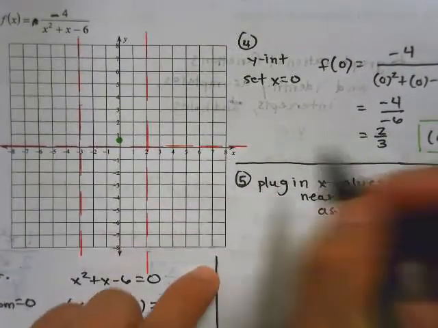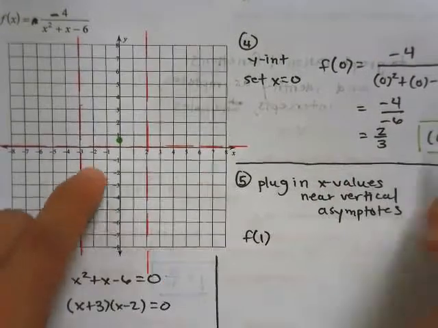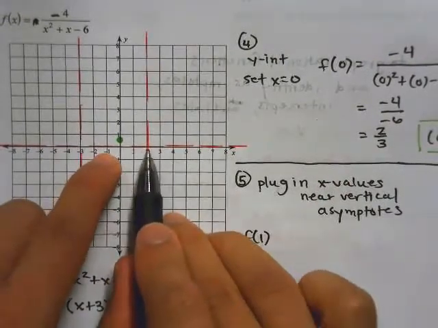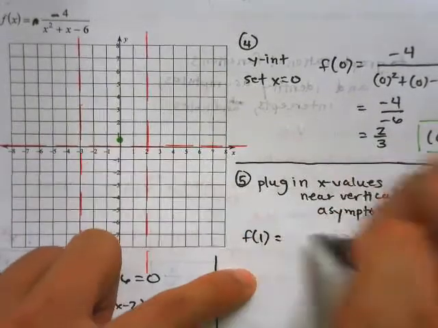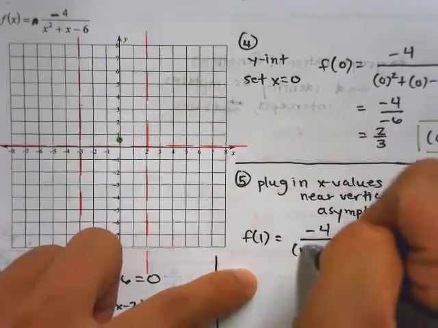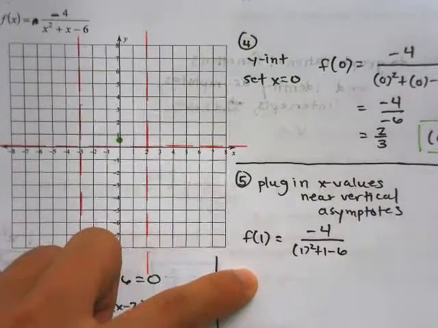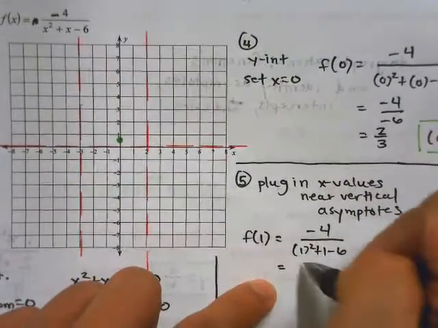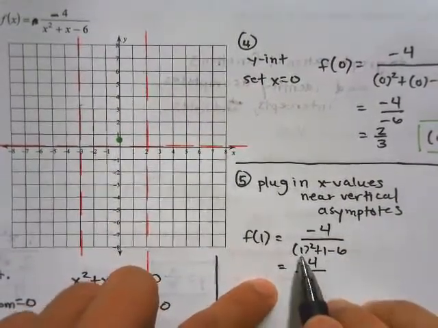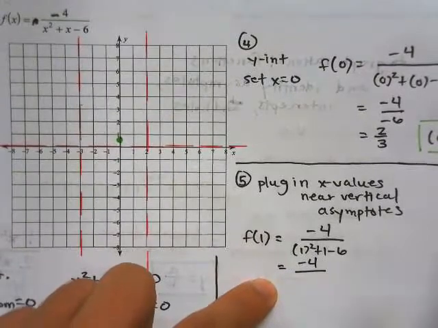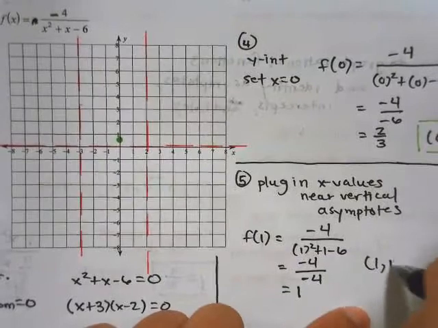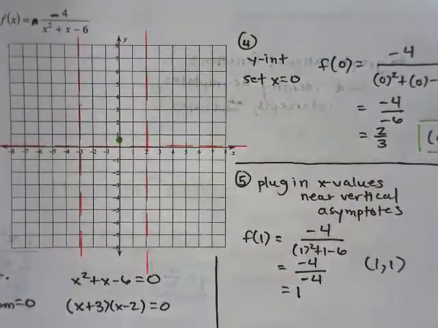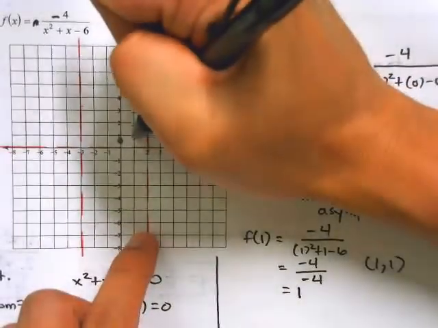Let's plug in 1. The reason I said 1 is because it's near the asymptote x equals 2. So let's plug in 1 and see how that goes. 1 squared plus 1 minus 6. This is negative 4, since 1 plus 1 is 2, minus 6 is negative 4. And then this is 1. So the point (1, 1), which goes right over here.